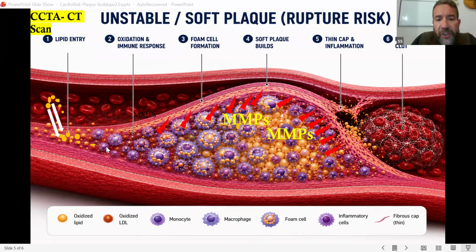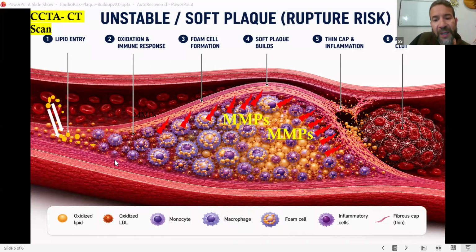Now, these macrophages engulf these oxidized particles, or they eat these oxidized particles. But in doing so, they cannot process them fully. So these macrophages become what's called enlarged foam cells. These foam cells are problematic for two reasons. One, they keep releasing inflammatory cytokines and chemicals. And these inflammatory cytokines and chemicals keep calling for more immune cells to arrive to the area. So it's a vicious circle.